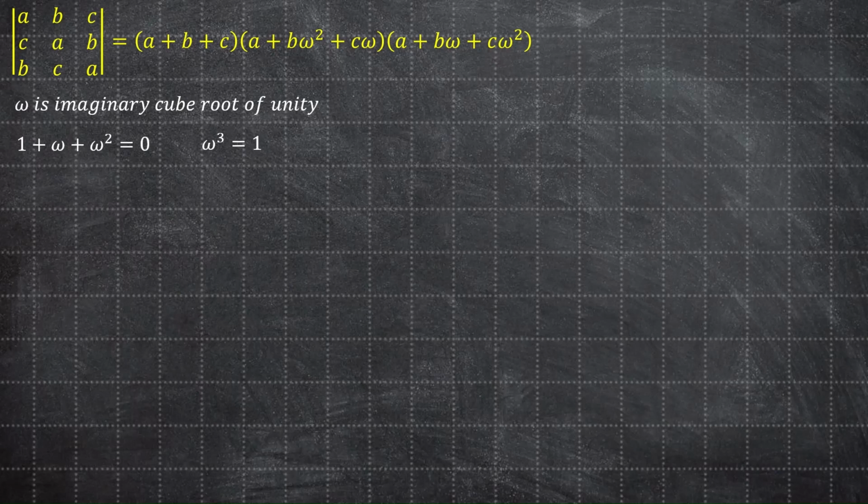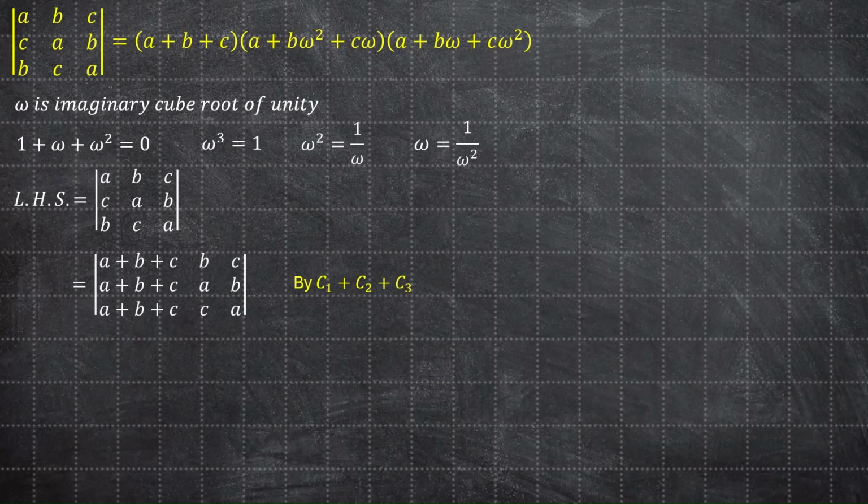The product of cube roots of unity is 1. Therefore, omega cube is equal to 1. We can also write omega square is equal to 1 over omega, and omega is equal to 1 over omega square. Now we take the left hand side and add column 2 and column 3 to column 1. Doing so, we get this determinant. Now we shall take a plus b plus c common from column 1 and we get this determinant, a plus b plus c into 1bc, 1ab, 1ca.